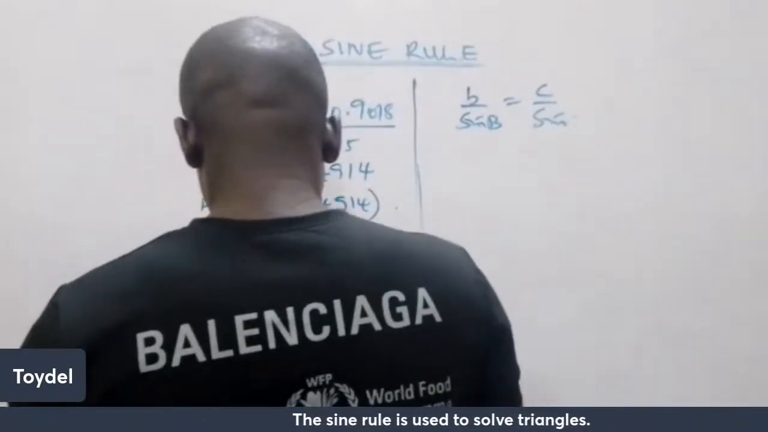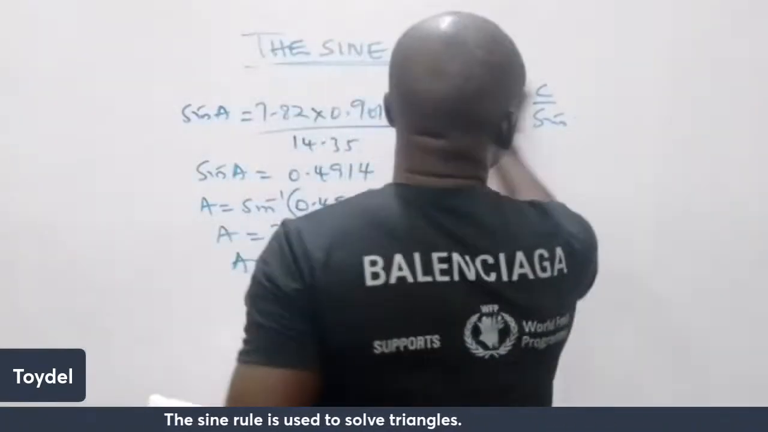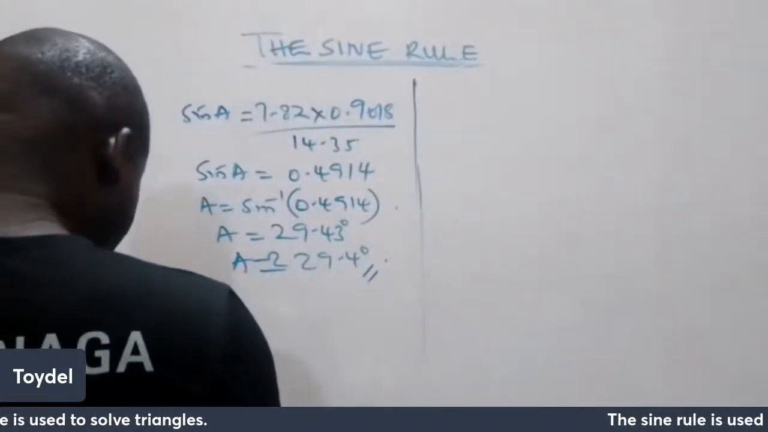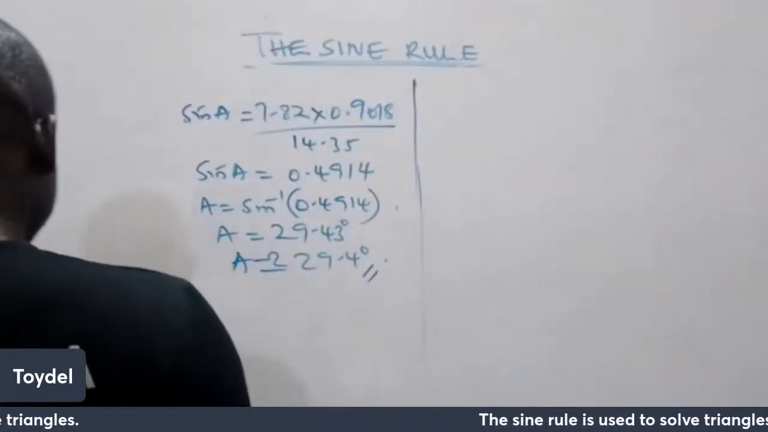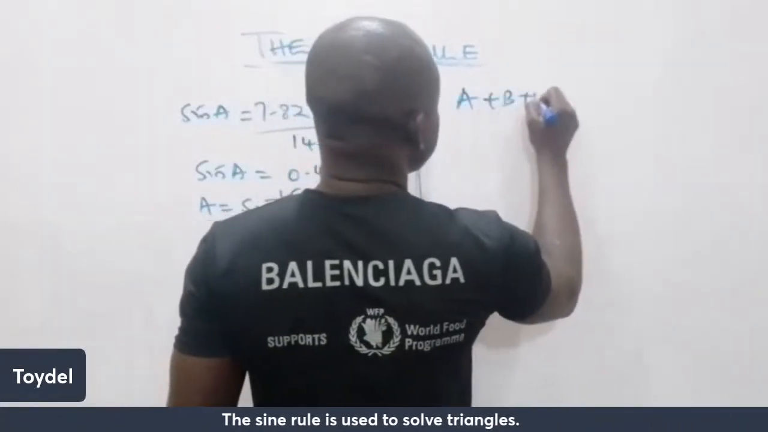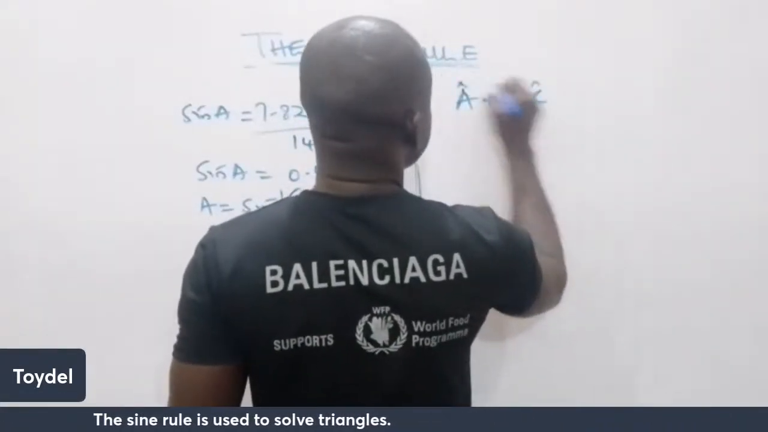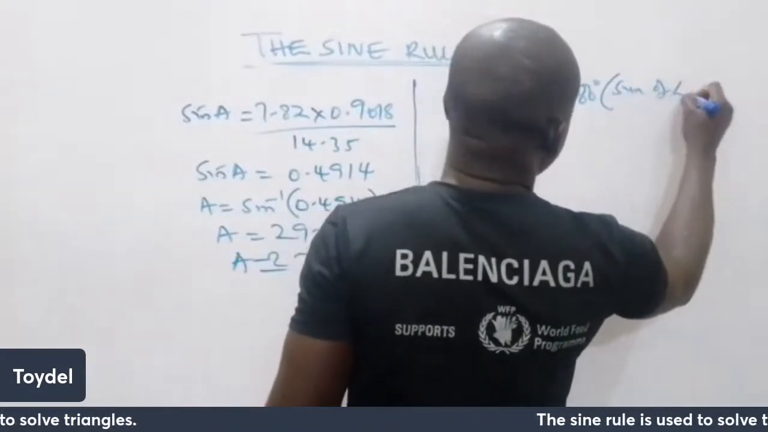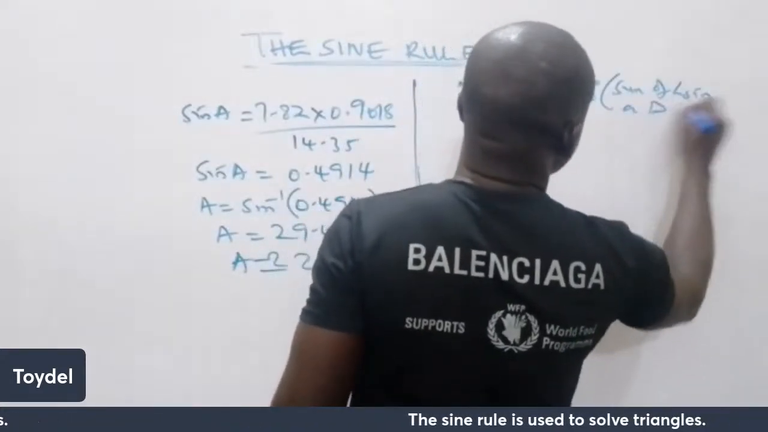Okay? So if you want to solve completely, but in this case now we are just asked to calculate A and C. So to be able to get C, we just say angle A plus angle B plus angle C is equal to 180 degrees. Reason: sum of angles in a triangle.